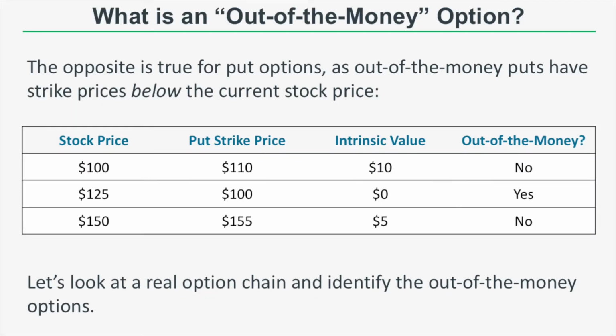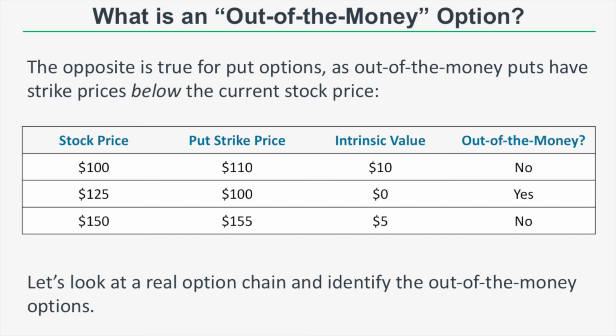Now, the opposite is true for put options, as out-of-the-money puts have strike prices below the current stock price. So if we're looking at a $100 stock and we see a put with a strike price of $110, that put option has $10 of intrinsic value and is therefore not out of the money. Now, if we're looking at a $125 stock and we look at a put option with a strike price of $100, that put has no intrinsic value and is therefore out of the money.